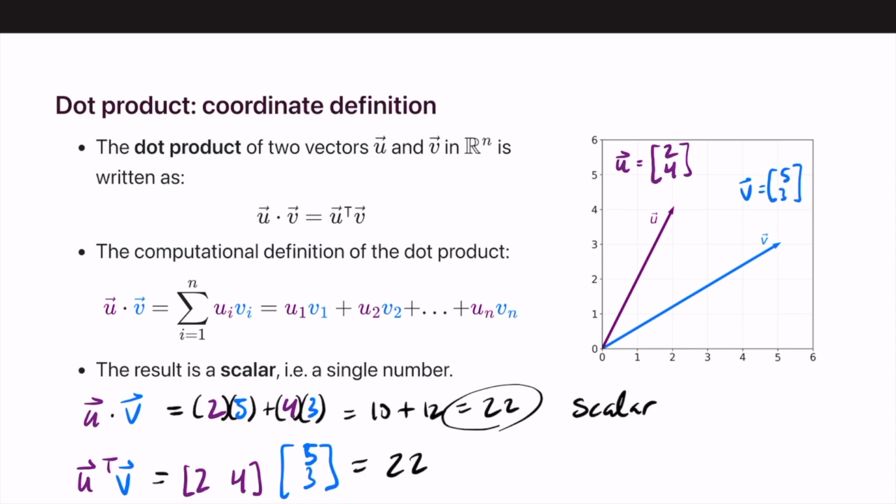So this is going to be our very brief introduction to dot products. To make sure that we're all on the same page, we'll go ahead and do a quick question, and then we'll go back. So we've taken this coordinate definition now.